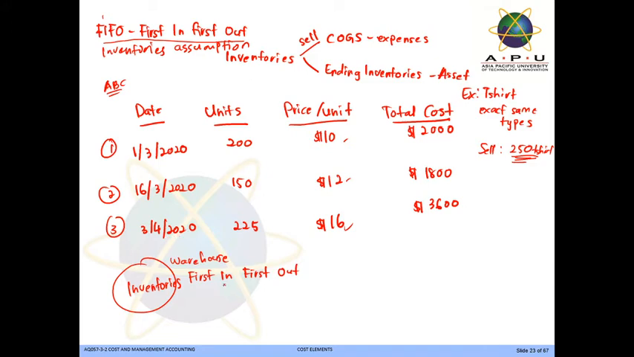So if we use this assumption and sell 250 t-shirts, the first batch that we will take out from the warehouse will be here, because we assume first in, first out. So 200, we take it here, cost of goods sold, and ending inventory.